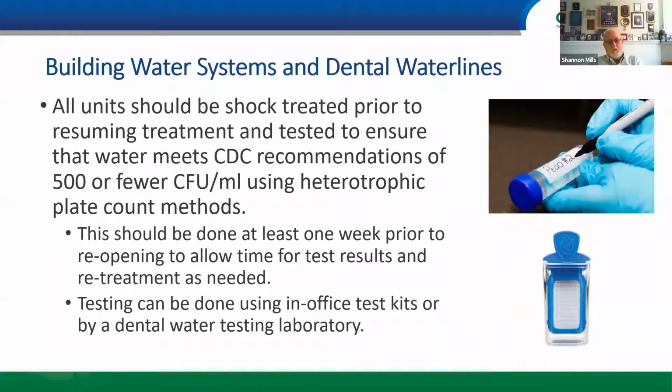Okay, that should be done. And then the thing that's not mentioned, and I think you need to do, is you need to test. You need to determine if you're meeting the CDC's guideline of 500 or fewer colony forming units using a heterotrophic plate count method. You can do that either by sending your samples to a dental waterline testing lab. You can go online and find there's a number of them out there. They all give good results. Or you can use one of the in-office test kits, which are also available from a number of different sources. These are little paddle devices that are very easy to use. And only use the water when you determine that it's safe.